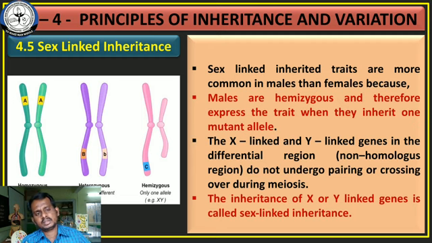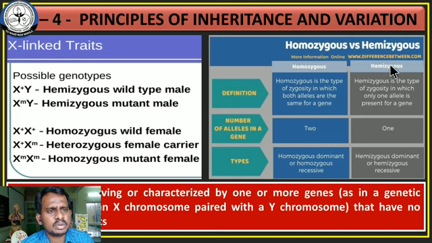Non-homologous chromosome. Okay, simply you can understand the X-linked inheritance: that means a character or a trait or the mutant character that is transmitted to the offspring through the X or Y chromosome is called X-linked inheritance. And this X-linked inheritance is mostly dominant in males because males are hemizygous, that means they contain only a single allele. Here the difference between the homozygous and the hemizygous is also given.